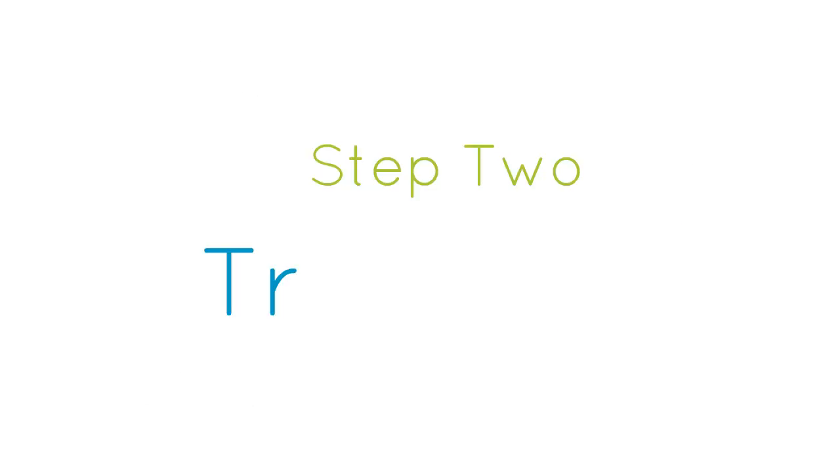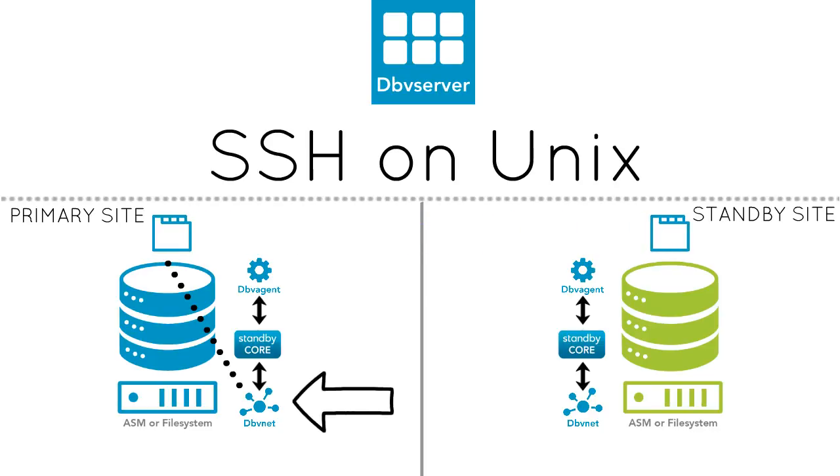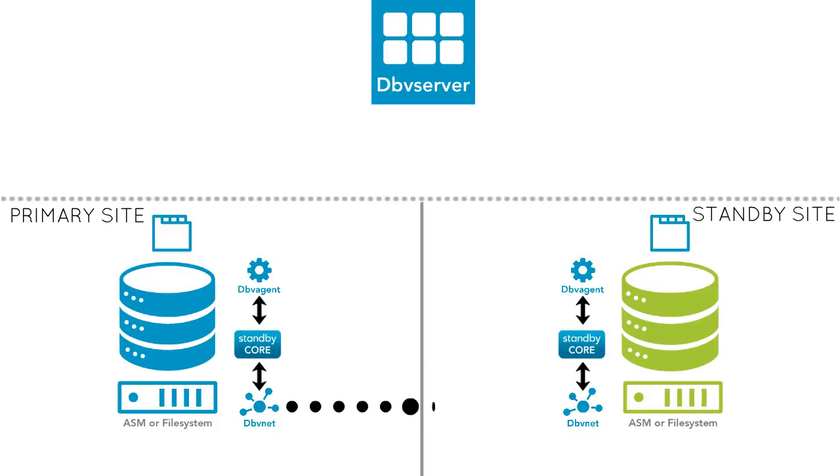Step 2. Transport. The second step in the process is to copy the extracted archive logs to the Standby database site. The transfer process is initiated from the primary server using Dbvisit by default. Dbvisit will transfer the archive logs to the Standby site. If required, SSH may also be used on Unix-based systems. By default, the connection between the primary and Standby sites is encrypted and secure.